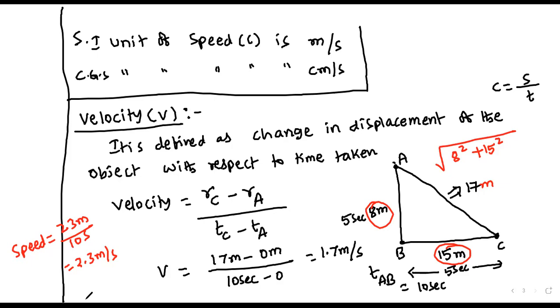Even in our definitions, speed is defined as the distance traveled by the object in the time taken, whereas velocity is the shortest distance traveled by the object from initial position to final position, which can be called displacement. So always velocity will be less than the speed.